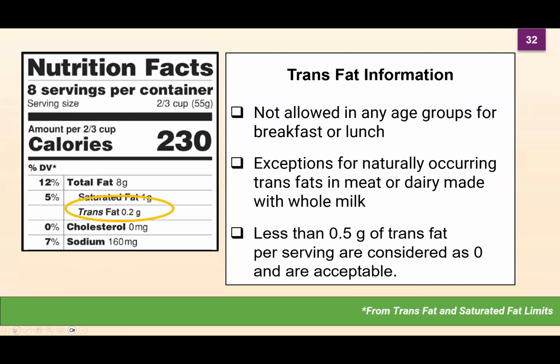Trans fat is not allowed in any age grade group for breakfast or lunch unless it's naturally occurring trans fat in meat or dairy made with whole milk. So less than 0.5 grams of trans fat per serving are considered as zero and are acceptable. So just making sure that it's 0.5 grams or below, and unless it is naturally occurring. This might be something like avocado, or like it says here, any dairy products made with whole milk, maybe cottage cheese. So just be aware of that.